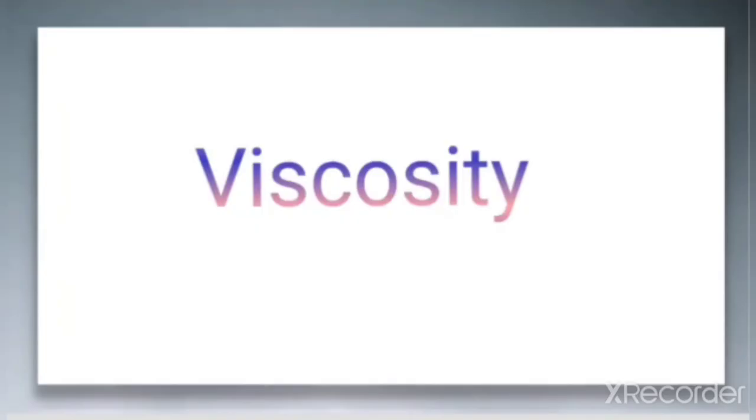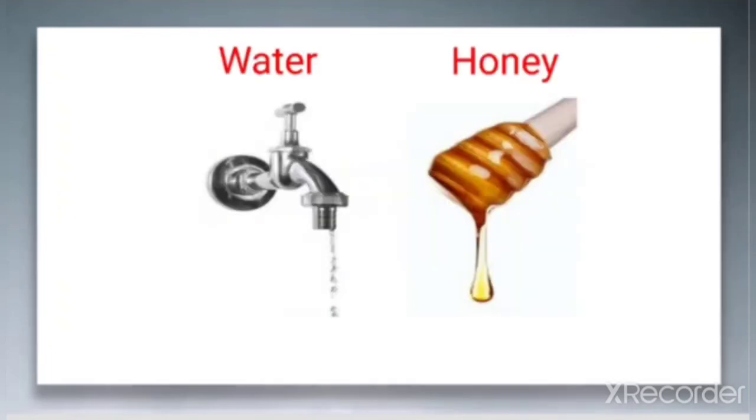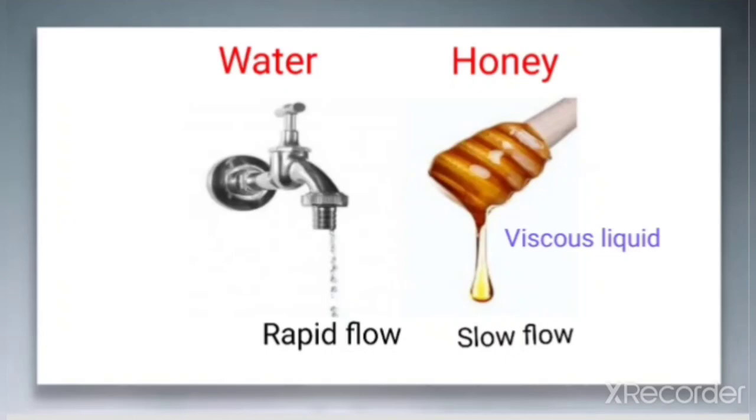Next property of liquid, that is viscosity. It is a common observation that certain liquids flow faster than others. For example, water and honey. Tell me which one will flow faster and which one is slow? Definitely, water flows faster and honey flows slowly. Such liquids in which the flow is slow are called viscous liquids. So compared to water, honey is more viscous and this property is called viscosity.